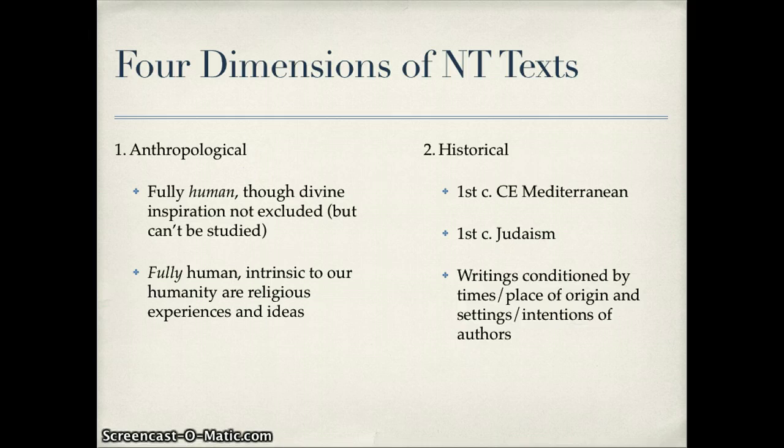Secondly, there is a historical dimension of the text, and we need to take into consideration that these texts were written during the 1st century CE in the context of the Mediterranean, under 1st century Judaism, and that meant something very specific, so we need to examine those symbols that were important to that particular religious movement. And then we have to understand that the writings were conditioned by the times and the places of their origin and the settings and intentions of these authors in that particular historical context.